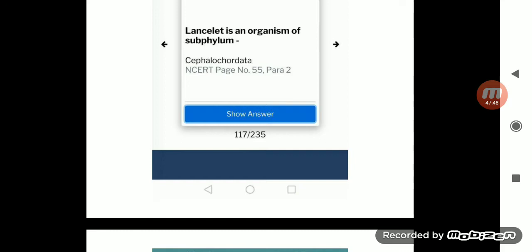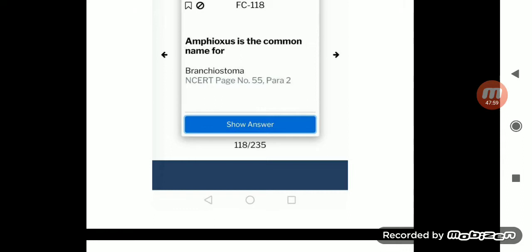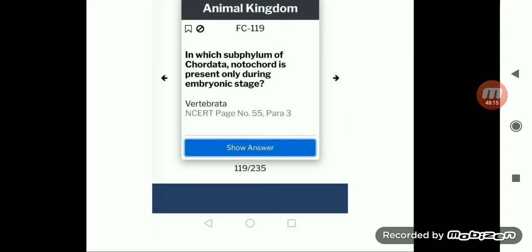Cephalochordata. Amphioxus is a common name for Branchiostoma. In which subphylum of Chordata is the notochord present only during the embryonic stage? Vertebrata.